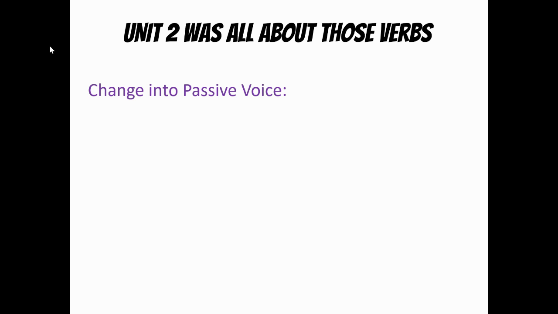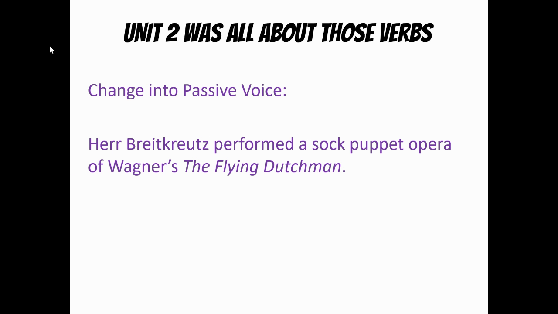Think about how we change from passive voice into active voice, and from active voice into passive voice. So the most missed question on our quiz, except for some of the matching, this is sometimes for some reason a tough concept for some people. So I took the sentence of "Herbe performed a sock puppet opera of Wagner's The Flying Dutchman." If I change this into passive voice, we know how it works.